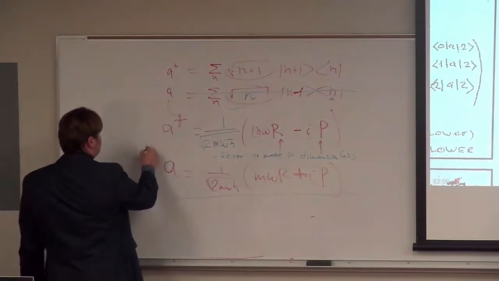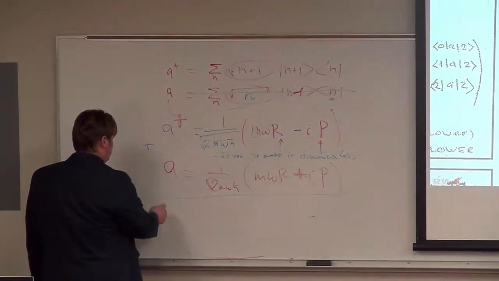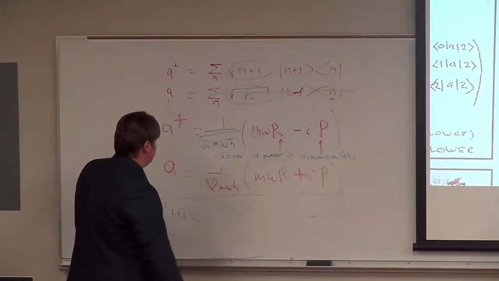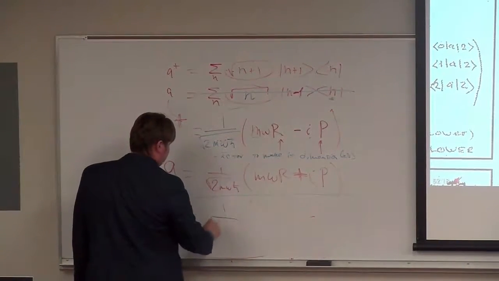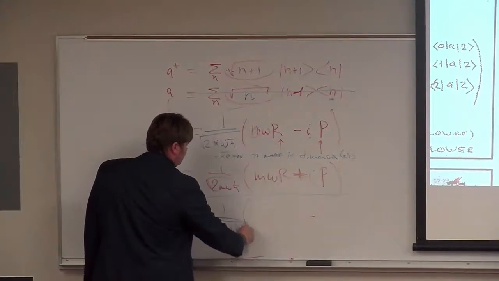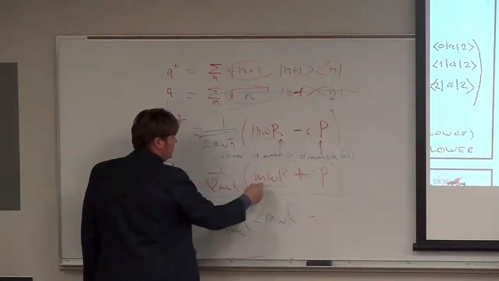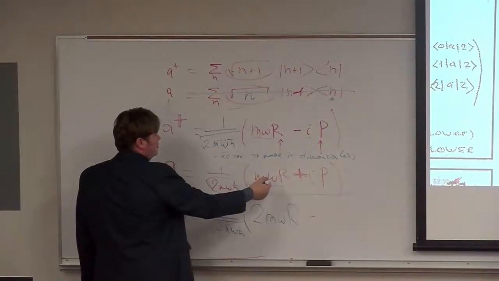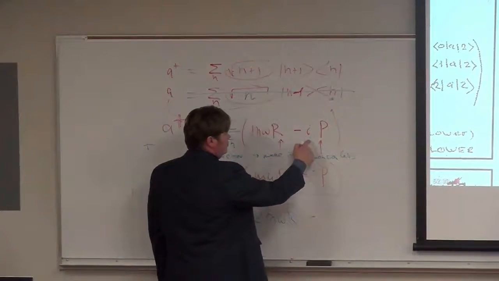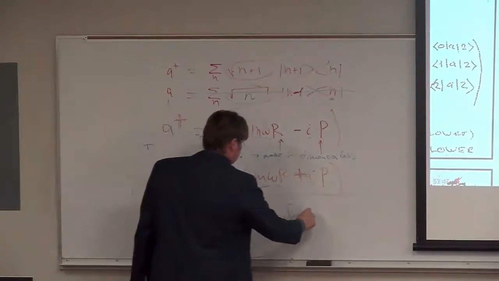What if we take these two equations and add them together? On the left we'll have A dagger plus A. On the right the factor is the same, and here we'll have 2 m omega r, because the coefficients in front of position are the same, so you just multiply by 2. And what will be the coefficient in front of momentum? 0. Yes, plus 0.